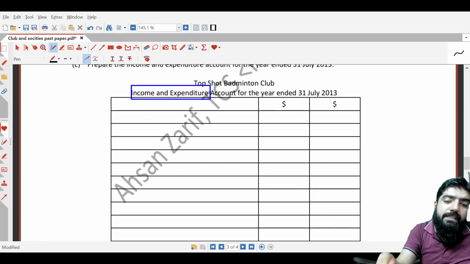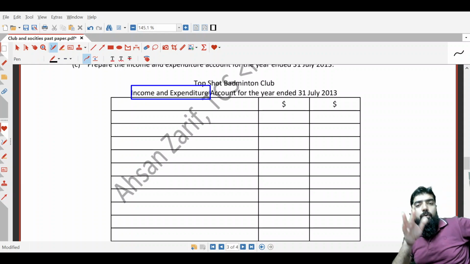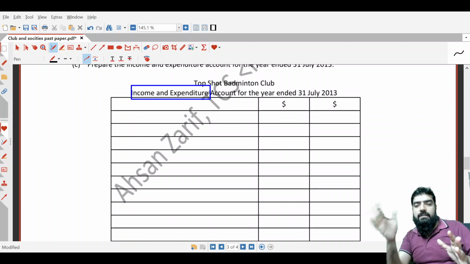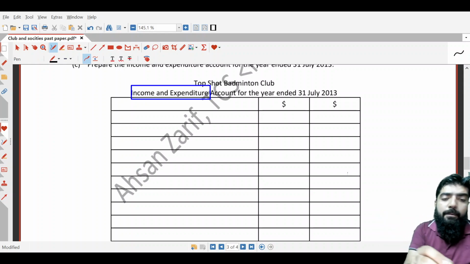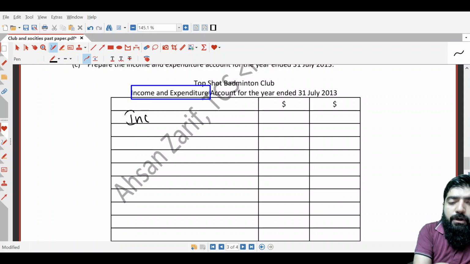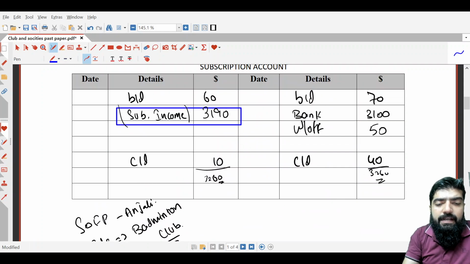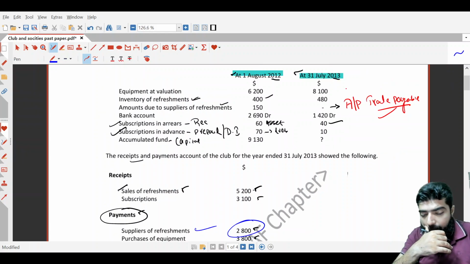So now let's prepare the income and expenditure account. How will it be prepared? There are two ways. Number one, either make a T account, with income on the credit side and expenses on the debit side. At times, the examiner asks for the statement format. It's quite simple. First of all, we will list down all the incomes that we have. So can you see, is there any income?